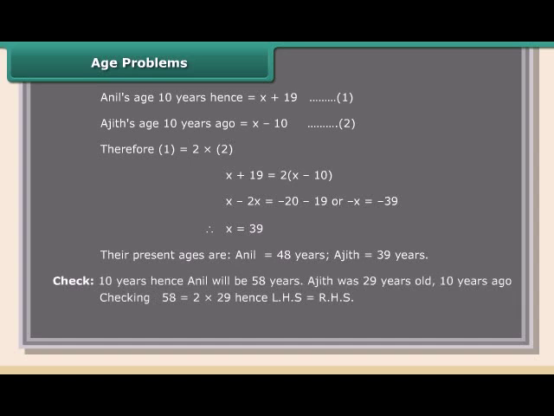Check. 10 years hence Anil will be 58 years. Ajit was 29 years old 10 years ago. Checking. 58 is equal to 2 into 29. Hence LHS is equal to RHS.